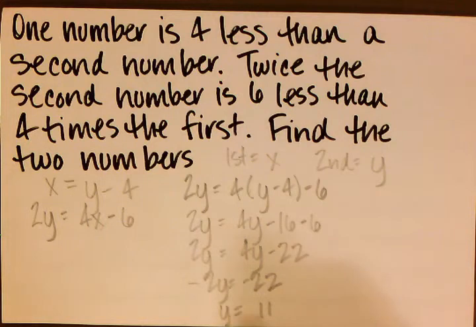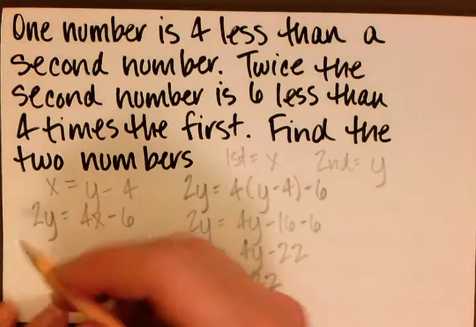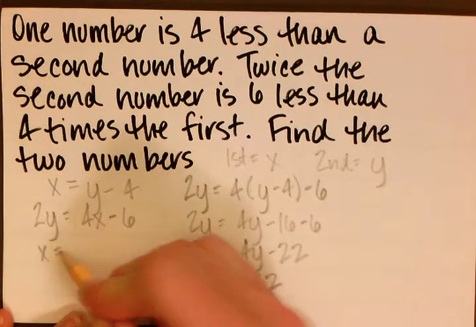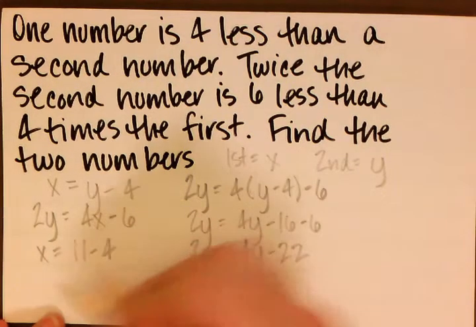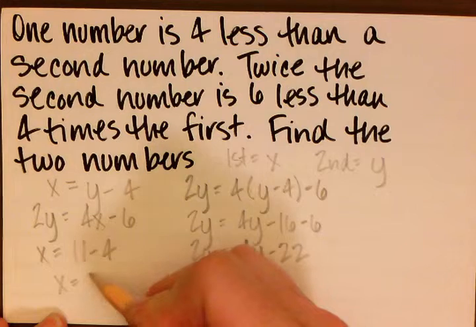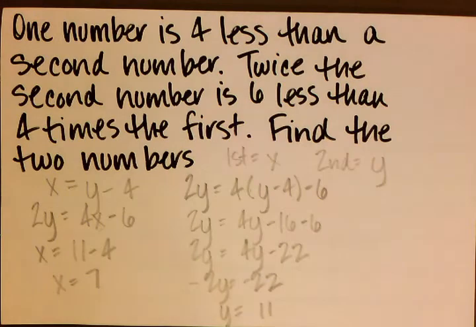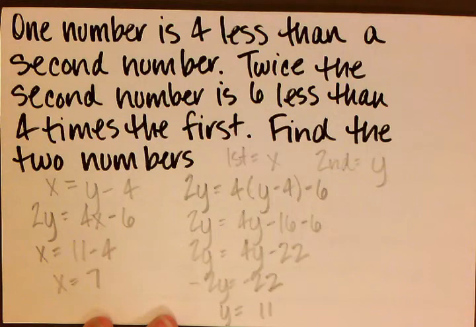Now we can take y equals 11 and plug it back into either one of the two formulas that we choose. It makes no difference. But because the first equation is quite a bit easier, that's the route I'm going to take. So now we just do x equals y minus 4, with y equals 11, so that'll be 11 minus 4, and x equals 7. We're told to find the two numbers, and we have y equals 11 and x equals 7.